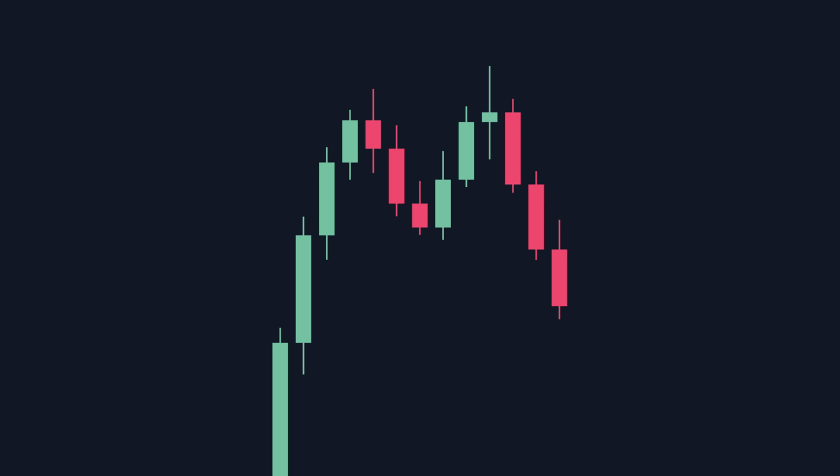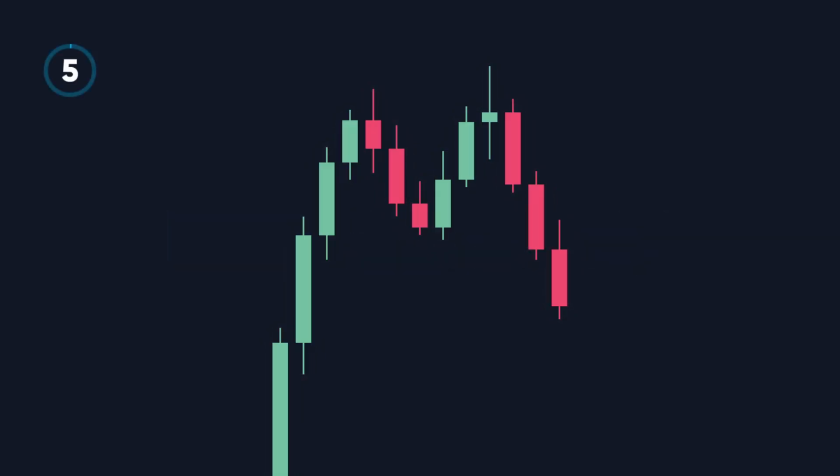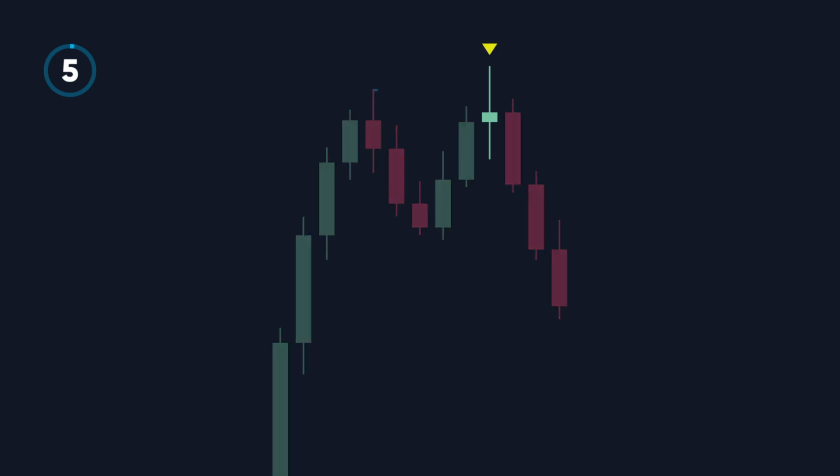So now moving on to the next step, we have another crucial piece of criteria for finding high probability order blocks, which is how we should only use order blocks that were created from a previous PD array. Here we have a new chart, and the first thing we should immediately notice is that the market has created a liquidity sweep from this previous swing high. And we can confirm this sweep with this change of character that was created during the bearish pullback that followed.